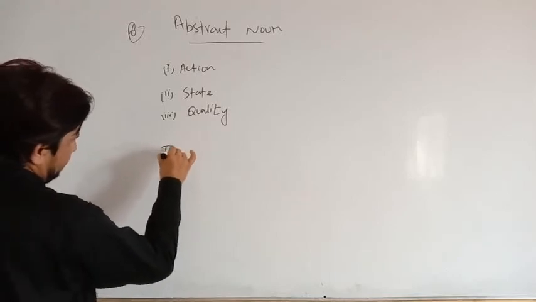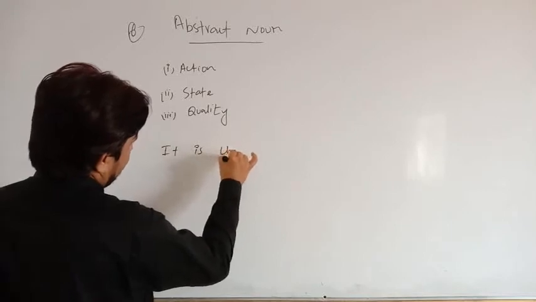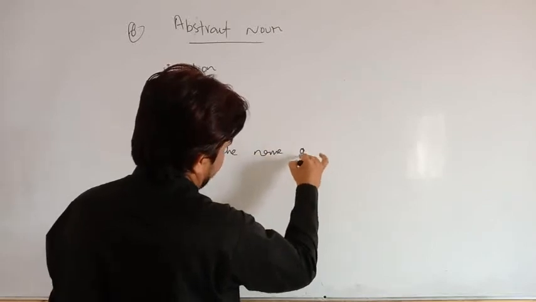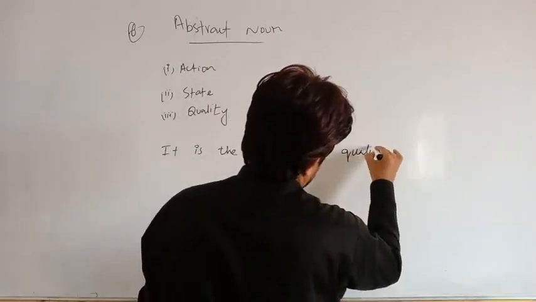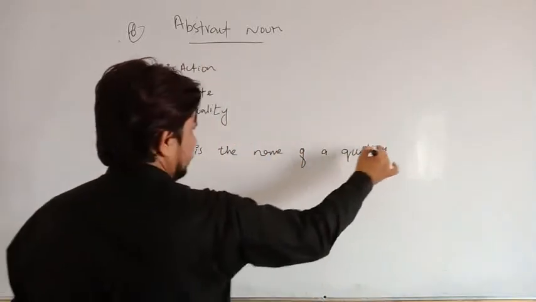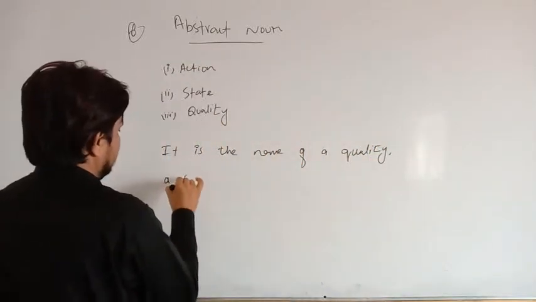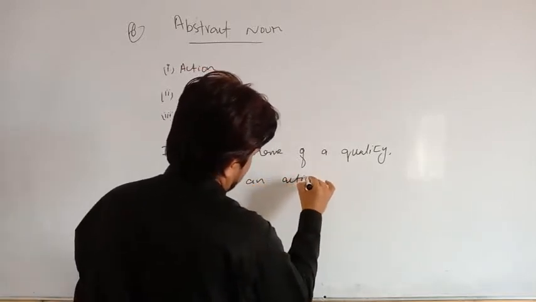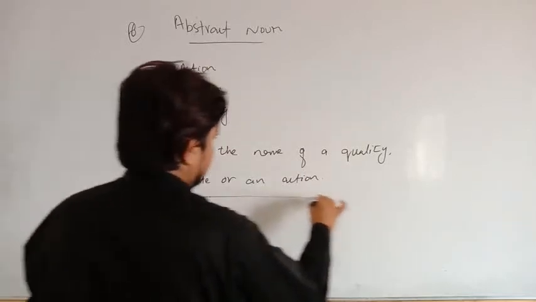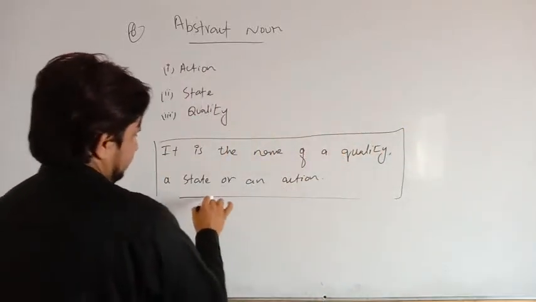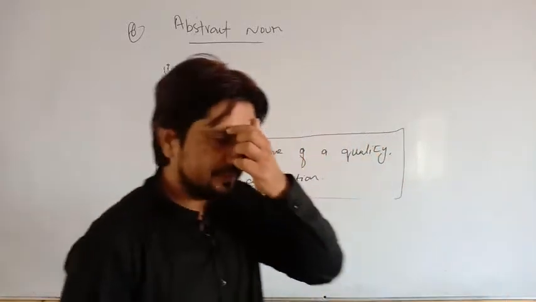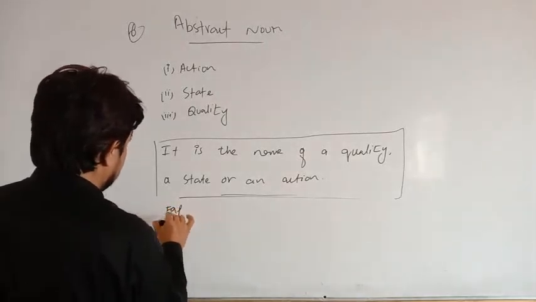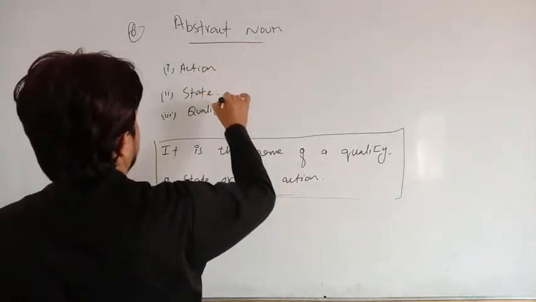It means abstract noun. It is the name of a quality, a state, or an action. In this category, we are going to take state, action, and quality. So here I am going to take an example. When we talk about action, state, or quality, what does it mean?